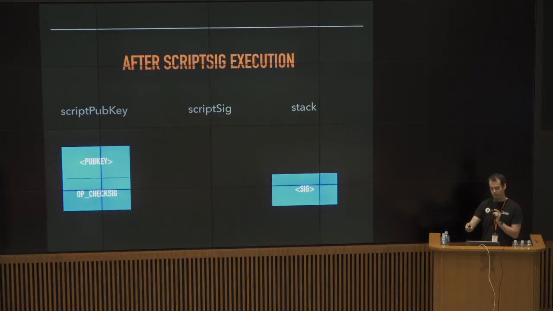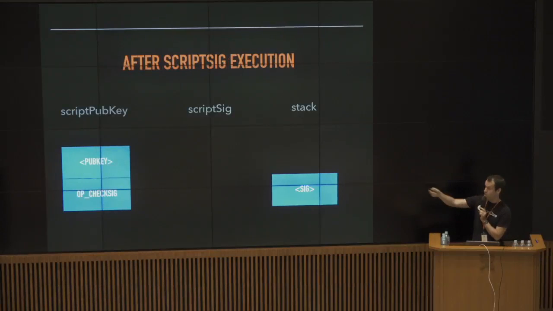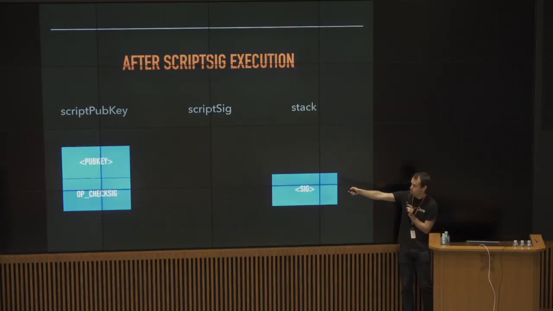So after you've executed script sig, you end up with a stack with a signature on it, your script sig is empty, and you haven't done anything with the script pub key yet. Next, you execute script pub key. So the first element is pub key, that's a data element. You just push that onto the top of the stack.